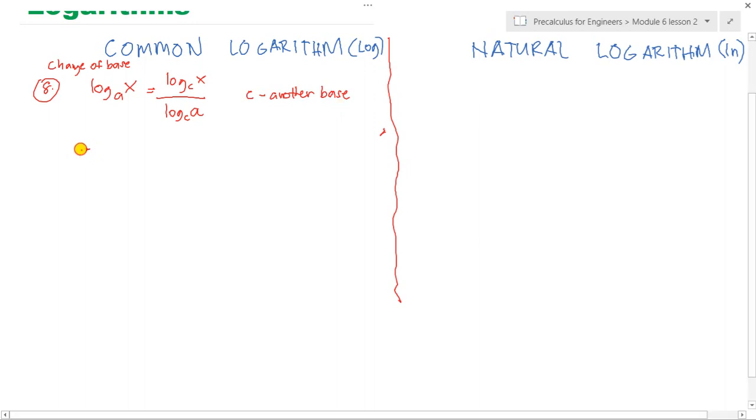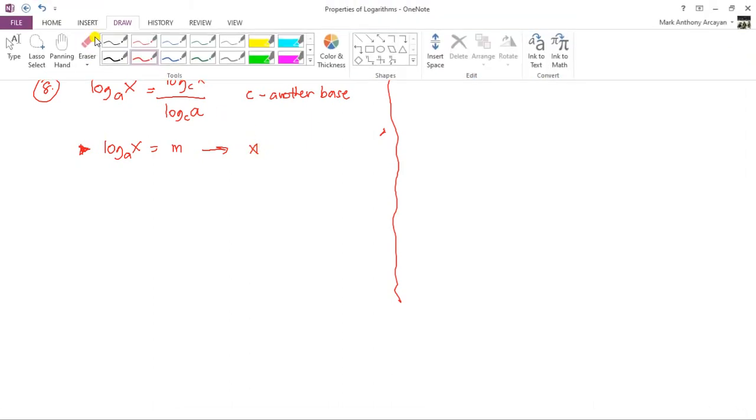So mag-start ta by saying that the logarithm of x to the base a is some exponent, di ba? Ang resulta ng exponent, so that some exponent m. Okay, m here is an exponent. So we can say if we're going to change this one into exponential form, that is just simply equal to the resulting number x, di ba? Equal na siya. So ito i-erase.